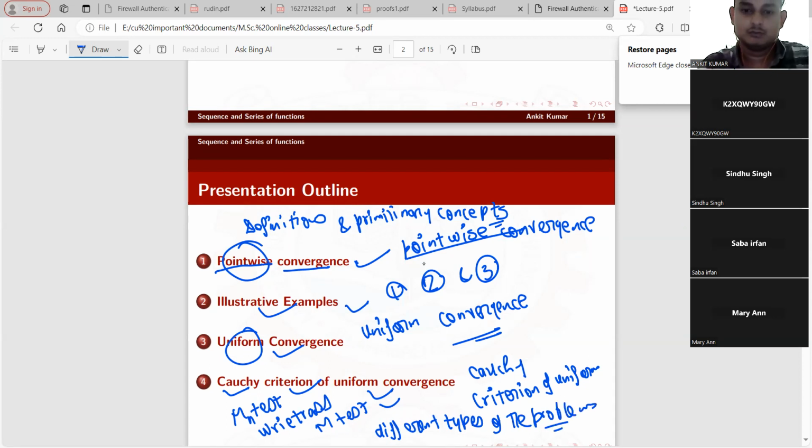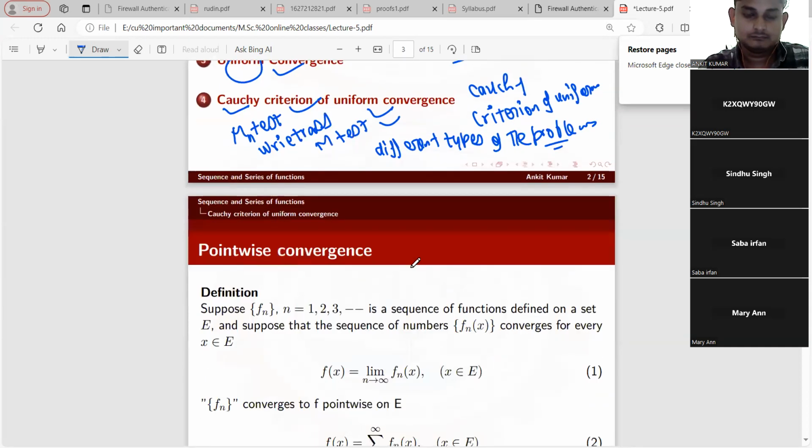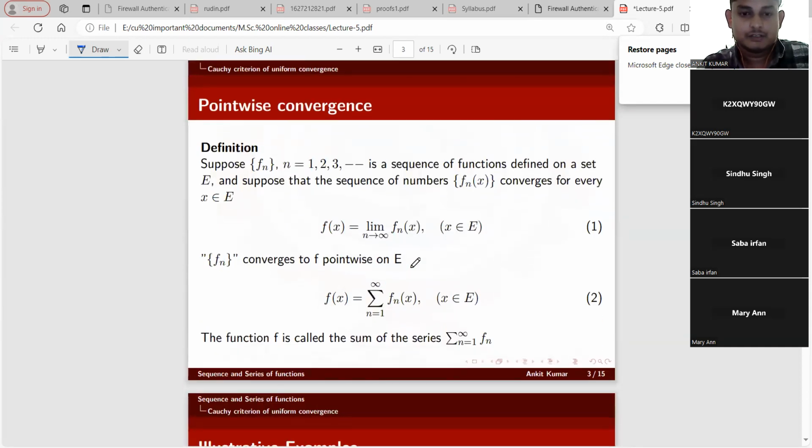Okay, so we will move on. First of all, what is pointwise convergence? Let's think about the definition. Suppose f_n, where n equals 1, 2, 3, and so on, is a sequence of functions defined on a set E, and suppose that the sequence of numbers f_n(x) converges for every x belonging to E.